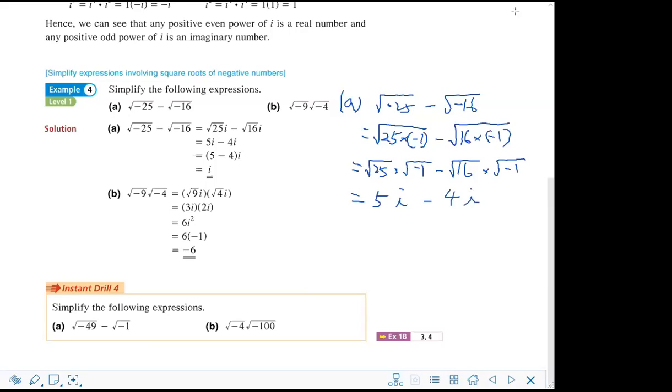And now you find that they are like terms, 5i and 4i, so they can be calculated. Just like 5x minus 4x is just 1x, 5i minus 4i is just 1i, or we just write i as the answer. Is it okay?